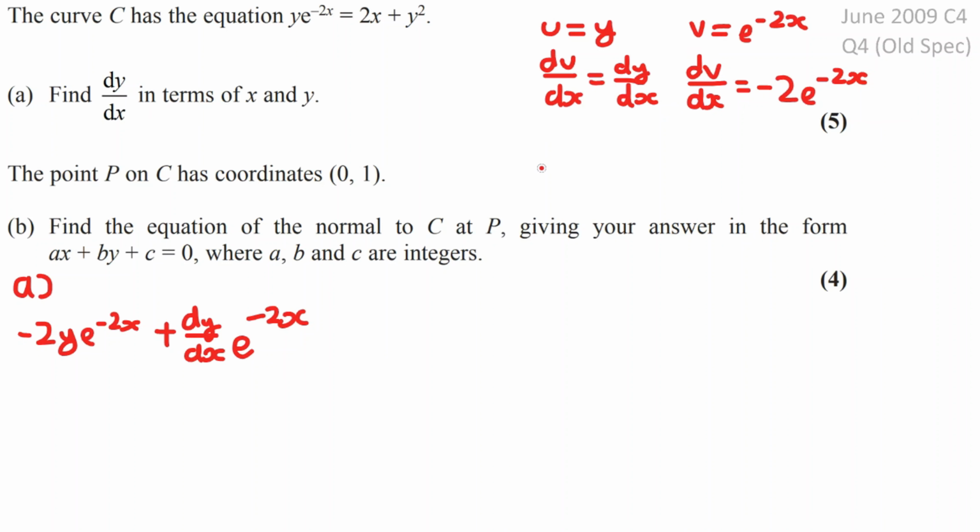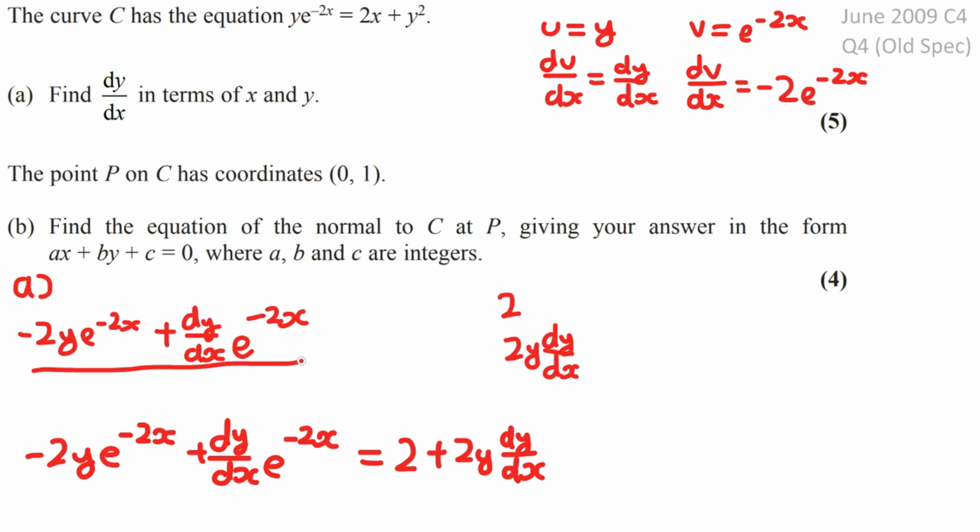So that's this differentiated. And then if we differentiate the other side, if we differentiate 2x, it's just going to be 2. And if you differentiate y squared, we've gone through this loads of times in this video, it comes up all the time, it's 2y dy/dx. So therefore, if we differentiate this equation here, this side is just going to be these terms here, and then this side is going to be 2 plus 2y dy/dx.